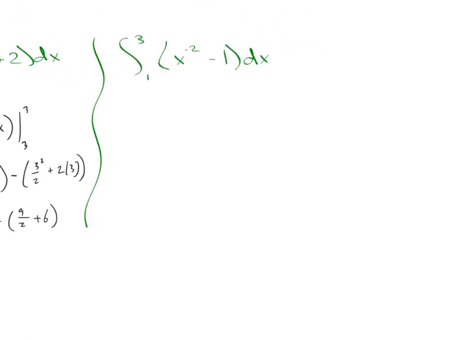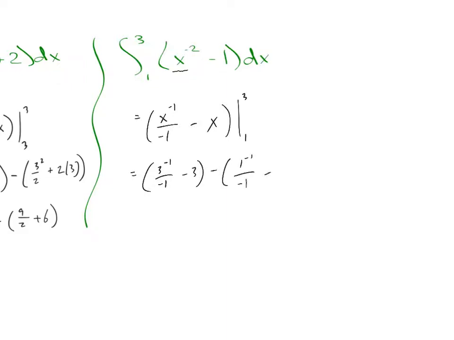All right, in this next example, we're going from 1 to 3 of x to the negative 2 minus 1 dx. So again, our antiderivative: take this first term, add 1 to the exponent, divide by the new exponent, minus the antiderivative of 1, which is x. That gets evaluated from 1 up to 3. Plug in the top bound first: 3 to the minus 1 over minus 1, minus 3. Whew, there's a lot of negatives in there. Minus 1 to the minus 1 over minus 1, minus 1.